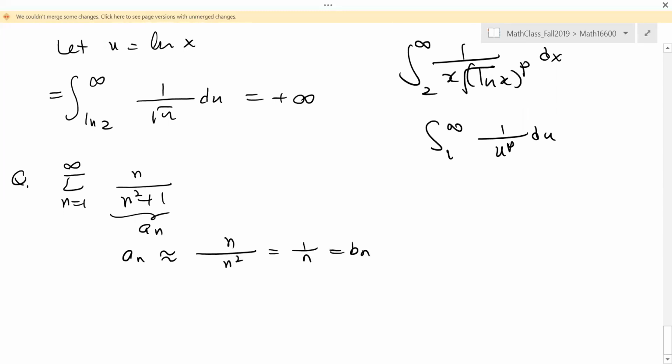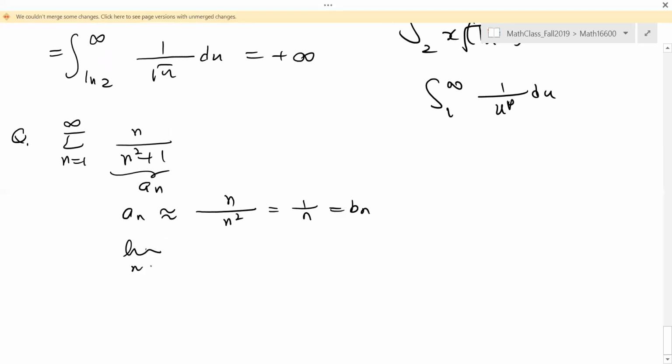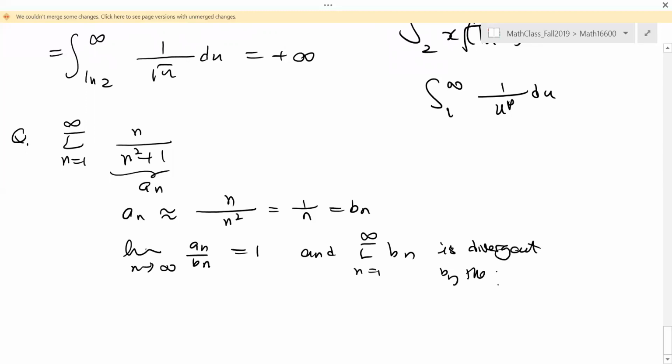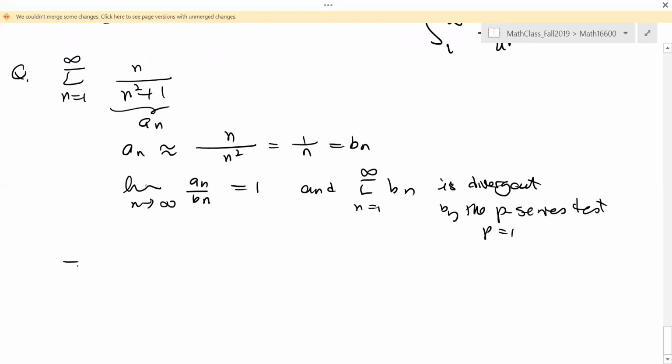That's your Bn. Then you look at the limit, which is always equal to 1, and you look at the Bn. This is divergent. Why? By the P series test, you have to say that, and P is 1. Then it implies the original series is divergent too by the limit comparison test.